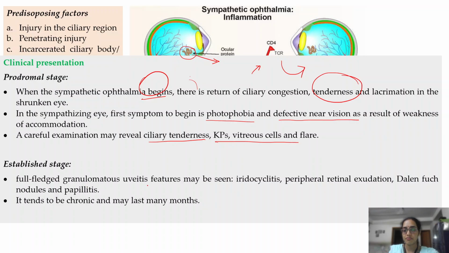Okay, when the stage becomes established, when the disease is established, you get full-fledged granulomatous uveitis. You see a lot of KPs, you might see corneal edema, you might see posterior synechiae, peripheral retinal exudation, and the Dalen-Fuchs nodules. So these are always described in association with sympathetic ophthalmia, and papillitis. So it tends to be chronic and may last for many months.